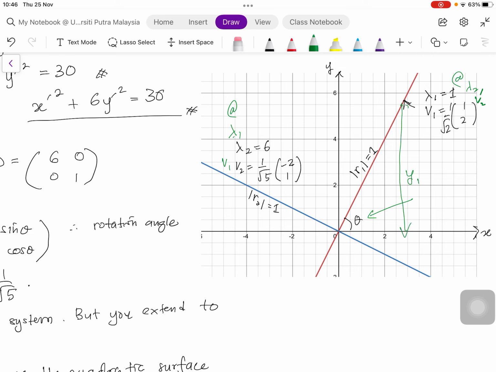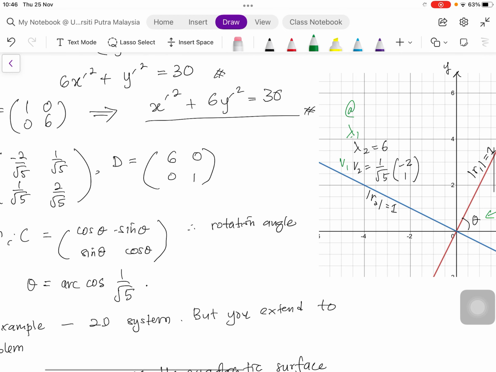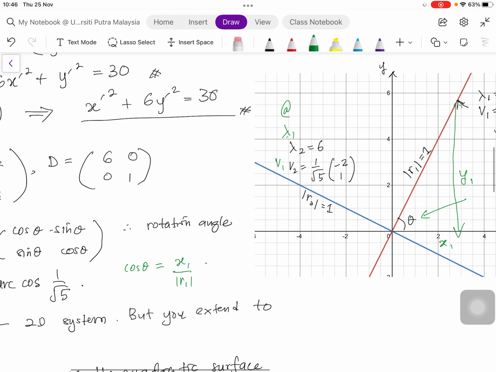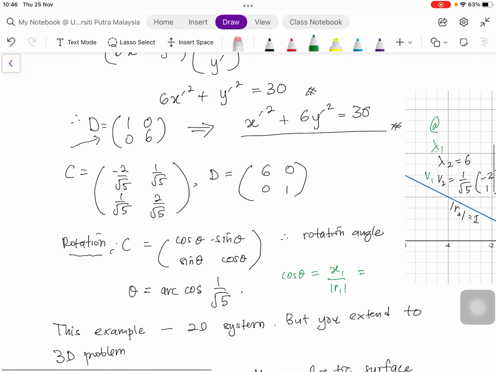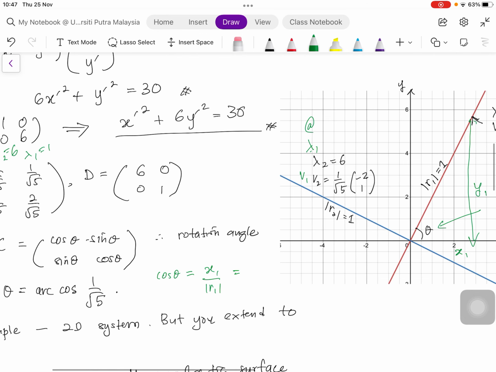But you are interested in the angle of rotation. If you want to compute the angle of rotation, looking at the one that I have here, you find cos theta is given by x1 over the hypotenuse. What is your x1 in this case? Here lambda 1 equals 1 and lambda 2 equals 6. So your cos theta here is x1, which is 1 over square root 5, and you divide by 1 because it's a unit vector, then you get this part.